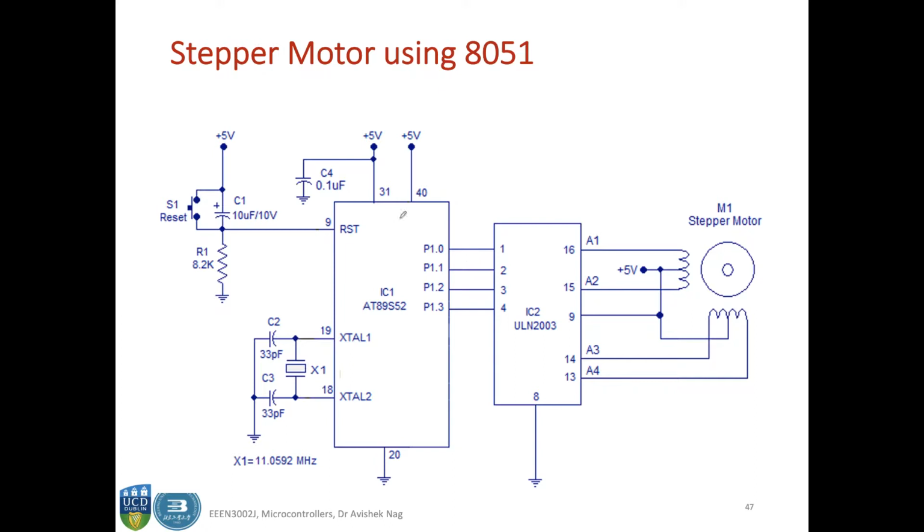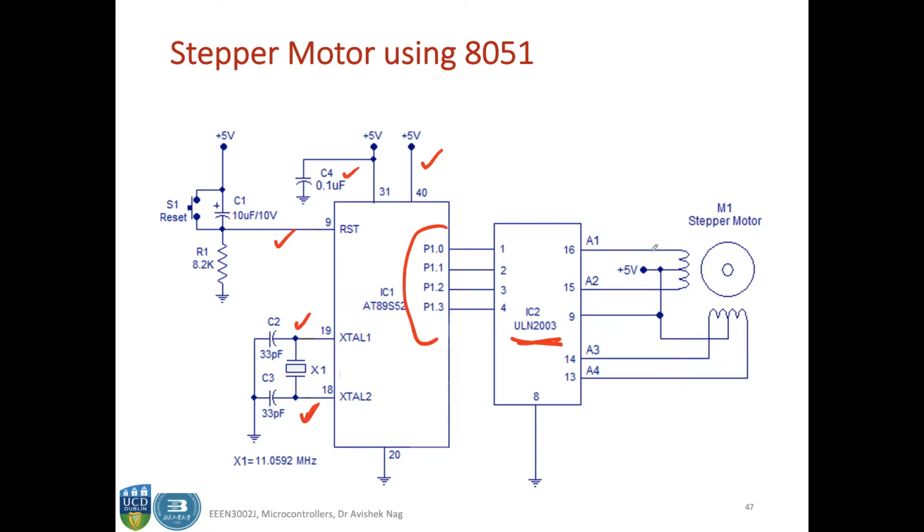So let's say this is how a stepper motor is connected to an 8051. As you can see, all these connectivities are common. So far you have known about these parts. Just focus on this part. Port 1.0 to 1.3 in particular are connected to the 1, 2, 3, 4 inputs of this IC, which is called ULN 2003. So this is basically interfacing the stepper motor with the microcontroller.